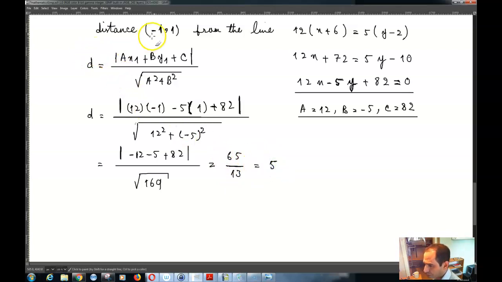So the perpendicular distance between this point and this line is therefore 5 units. So that was question number 4.